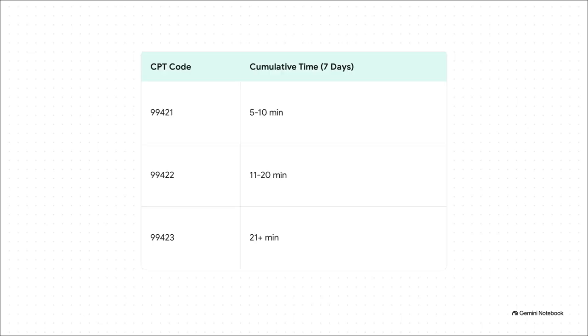Here's where it gets kind of fascinating. Unlike those single-day consult codes we were just talking about, digital E/M codes run on a cumulative clock over a 7-day period. This includes all the time the physician spends reviewing that initial inquiry, digging through records, developing a management plan, ordering tests, and sending messages back to the patient. You tally all of that up over 7 days. If it totals 5 to 10 minutes, you bill 99421. For 11 to 20 minutes, it's 99422. And for 21 minutes or more, it's 99423. And remember, you only bill this once per 7-day stretch.